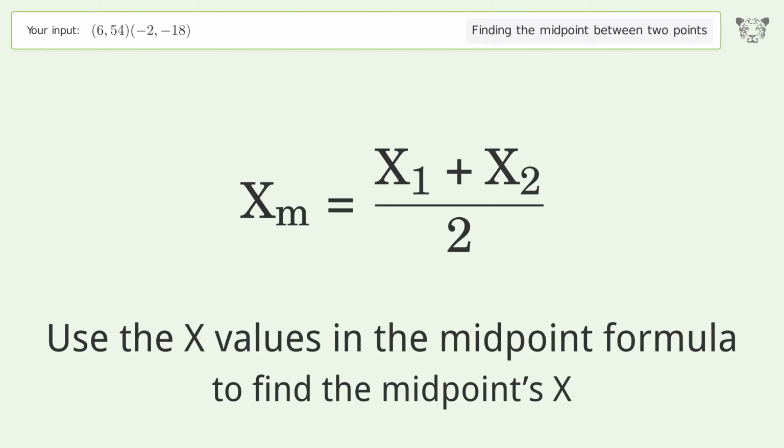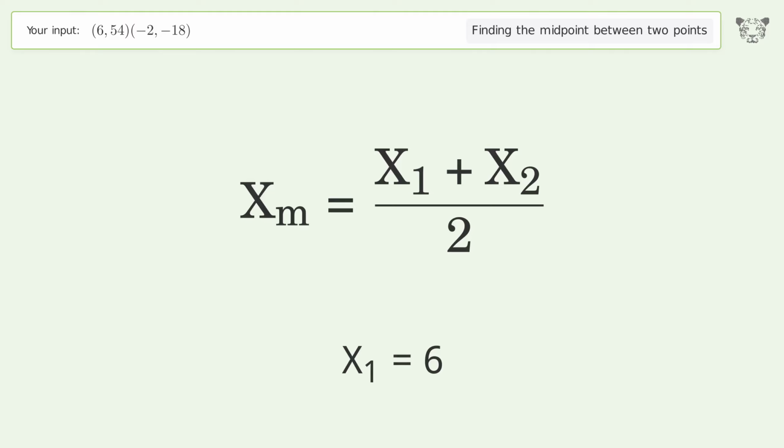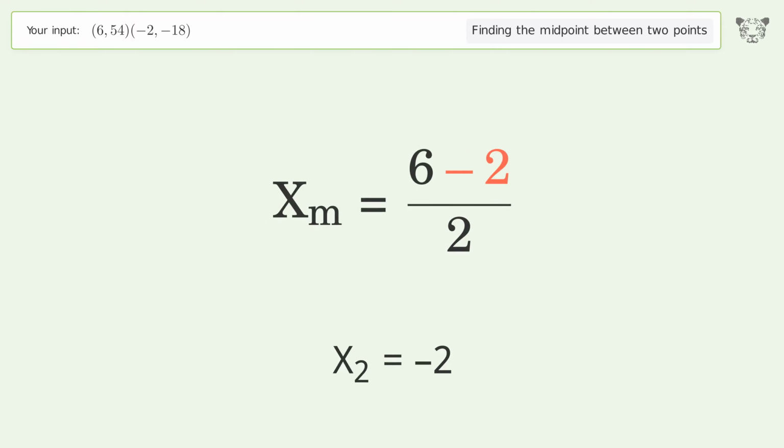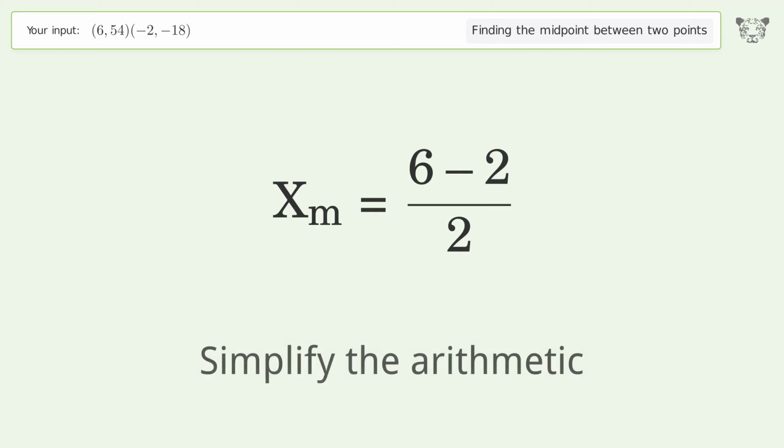Use the x values in the midpoint formula to find the midpoints x. x1 equals 6. x2 equals -2. Simplify the arithmetic.